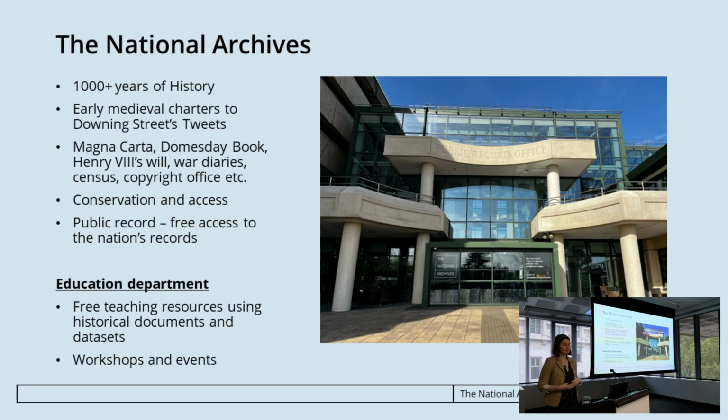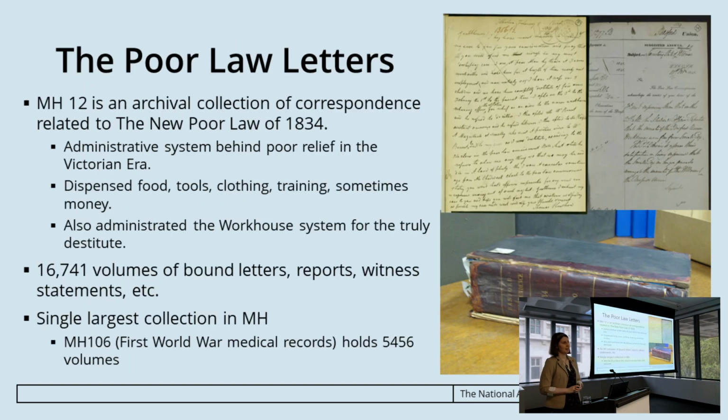Today I'm here to talk about a newly published ArcGIS Hub site and maps which explore one particular collection from the archives, and that is a collection called MH12. This means it is the 12th record series within the Ministry of Health Collections, MH, and it holds correspondence related to the administration of the New Poor Law of 1834.